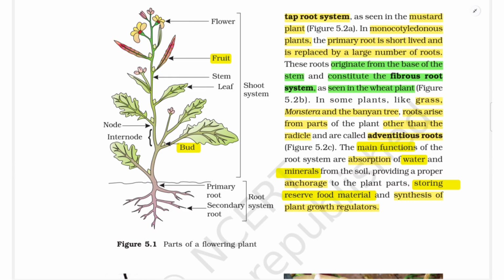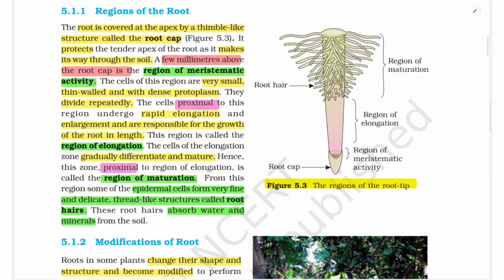The main functions of the root system are absorption of water and minerals from the soil, providing proper anchorage to the plant parts, storing reserve food material, and synthesis of plant growth regulators. 5.1.1, Regions of the Root.